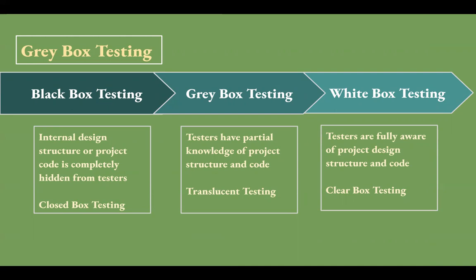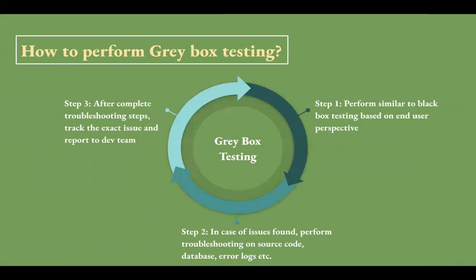Another name for black box testing is closed box testing because the logical part is hidden. Similarly, white box testing is called clear box testing, where the logical part is fully transparent. But gray box testing is called translucent testing, meaning partially transparent, because the testers have partial knowledge of project structure and code. Let's discuss how to perform gray box testing.